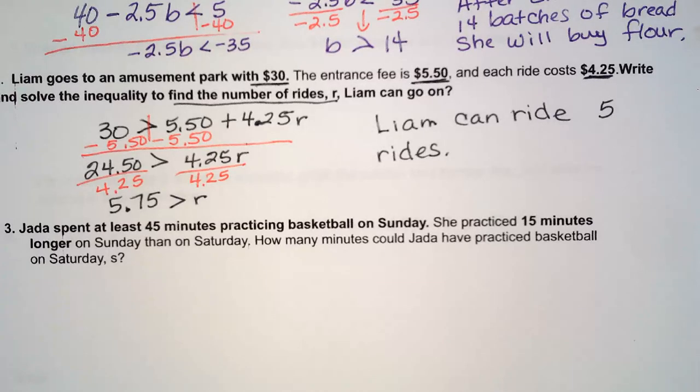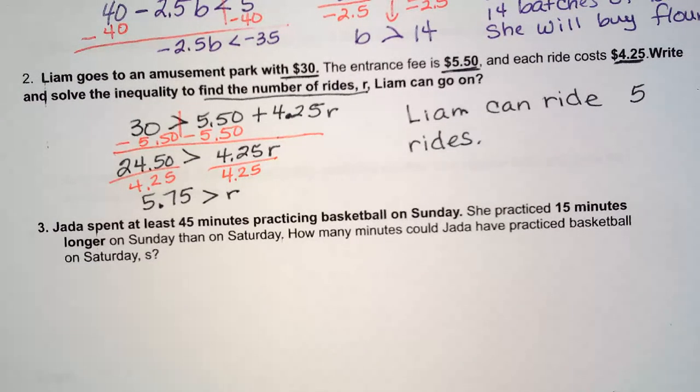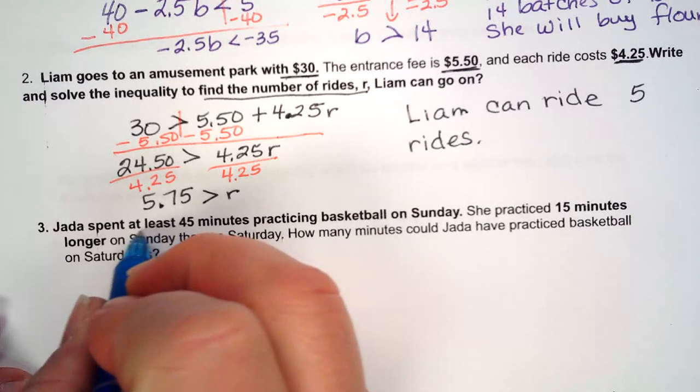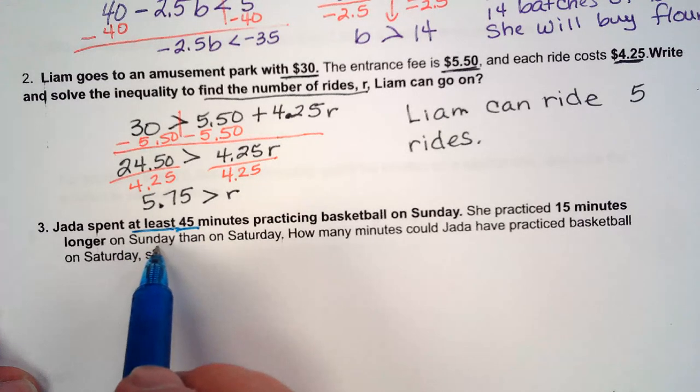Jada spent at least 45 minutes practicing basketball on Sunday. She practiced 15 minutes longer on Sunday than on Saturday. How many minutes could Jada have practiced basketball on Saturday, which we'll use S for our variable? So she spent at least. The word at least means it's going to be equal to.